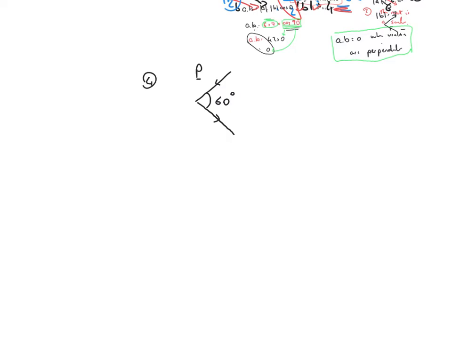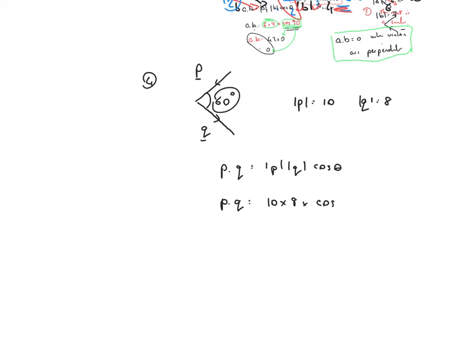Okay, so we've got a vector P and a vector Q. I'm going to say that the vector P has got a magnitude of 10 and the vector Q has got a magnitude of 8. So P dot Q equals magnitude P times magnitude Q times cos theta. So that's 10 times 8 multiplied by cos theta, so cos of the angle is cos of 60. At that point, I'm just going to pause.